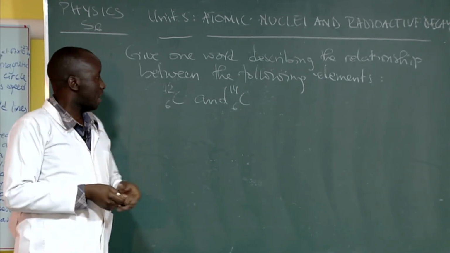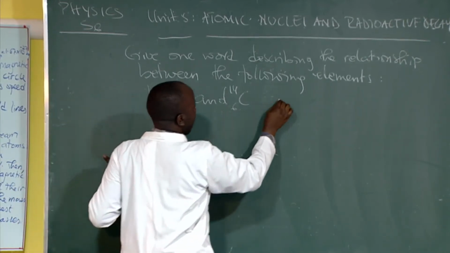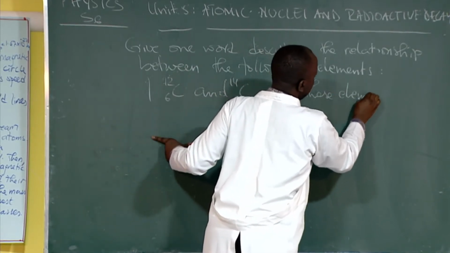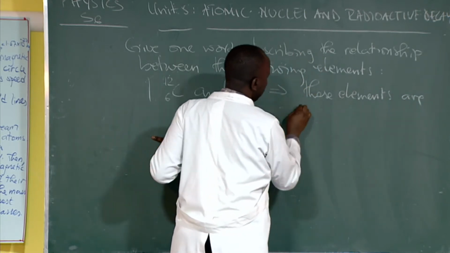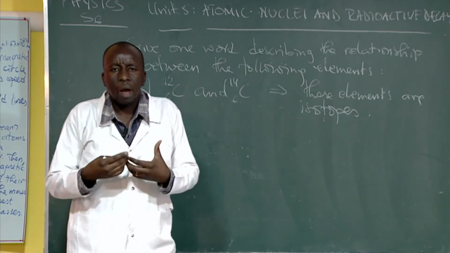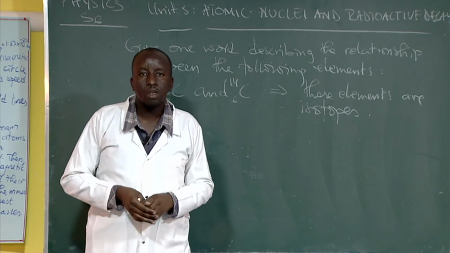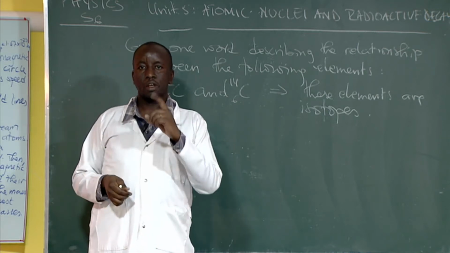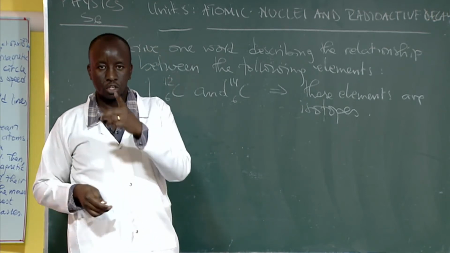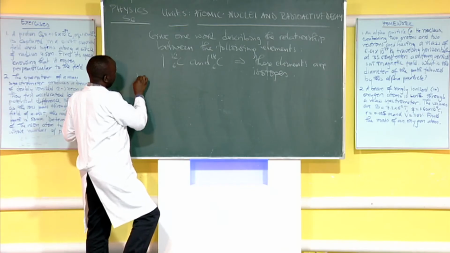Okay, students. The one word expressing these two elements is: they are isotopes. Now, why am I coming back to these two elements or to this word? Because today I want to start a new lesson, and the title is the working principle of a mass spectrometer.